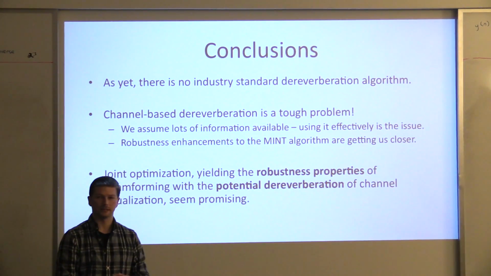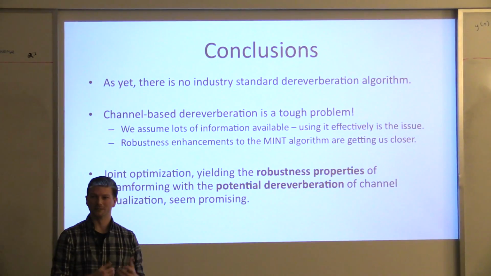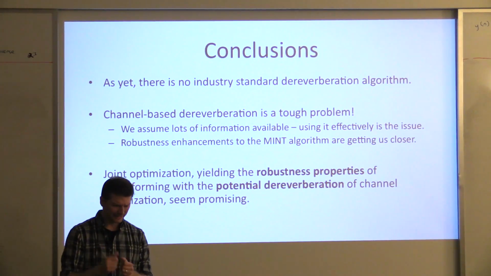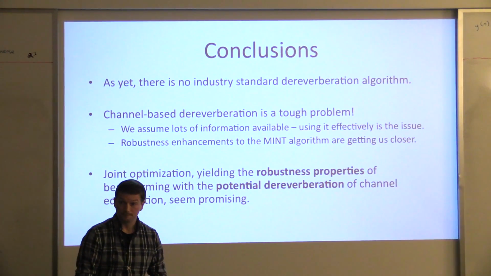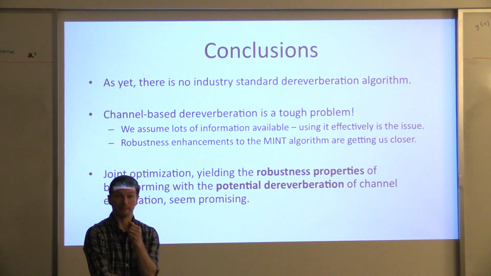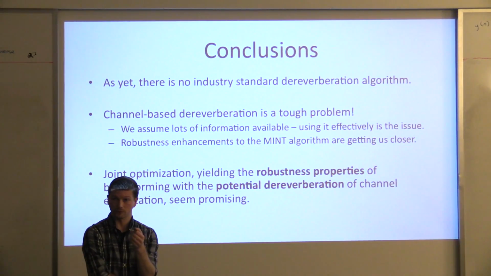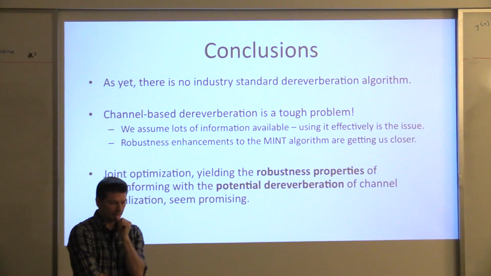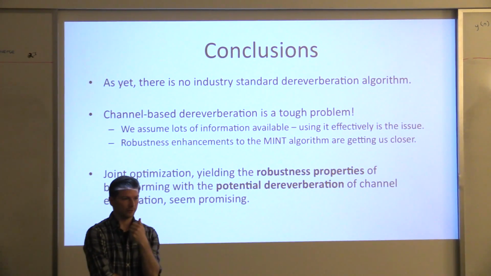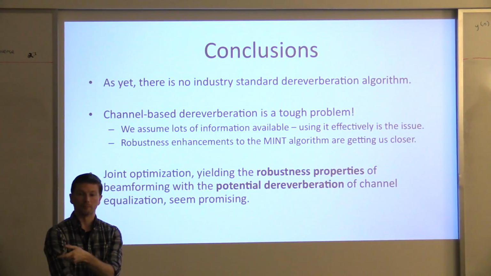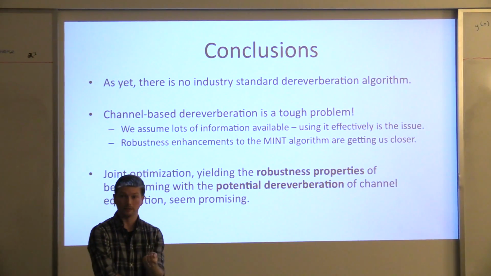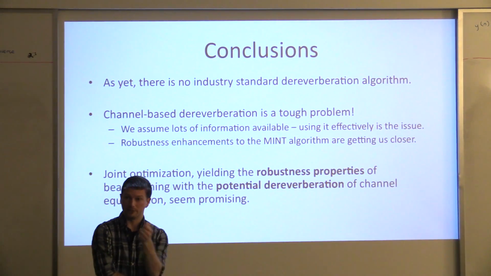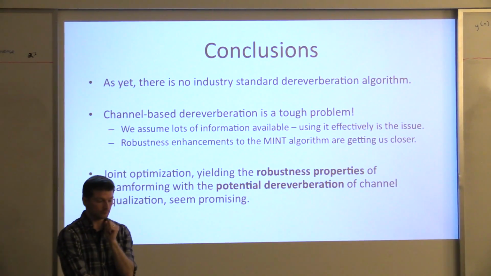But I'm concentrating on this problem just because I feel like there should be a solution to this. If we already know a lot about the system that we're trying to invert, we should be able to invert it. And I feel that we're getting a little bit closer. But it remains a very tough problem. There are enhancements that have made it more robust by introducing this idea of channel shortening, and there are other people who have done a lot of work on careful types of regularization. But I feel that with this joint optimization, treating it both simultaneously as a beamforming problem and as a dereverberation problem with channel equalization, that we can somehow get the robustness of a beamformer with the potential dereverberation of a channel equalizer.